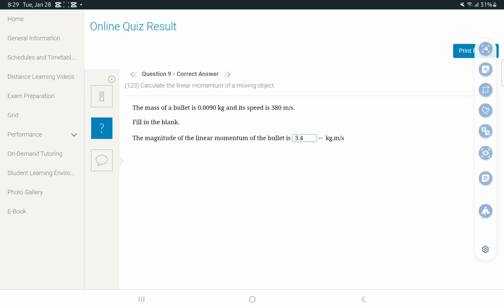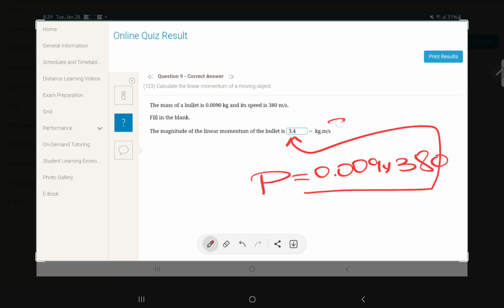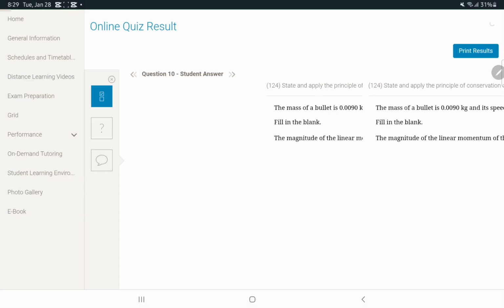Now they asked for momentum. What is the rule for momentum? It's m times delta v. What's the mass? The mass is 0.009 times 380. This will get you 3.42 meters per second. I prefer to put 3.42, but both answers are accepted, either 3.4 or 3.42.